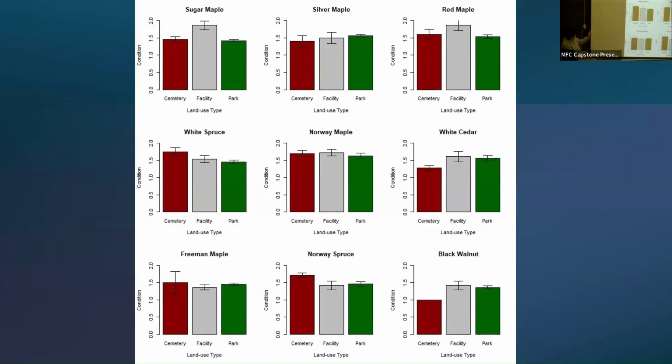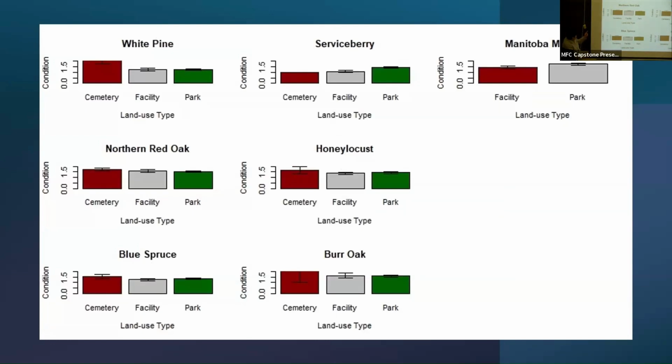So here you can see most of the maples did worse off in the facilities, like sugar maple and red maple, which was not expected. And then some of them did better in parks, like white pine and oaks, and they ended up doing worse in the cemeteries, which could be attributed to their age, which I will talk about next.